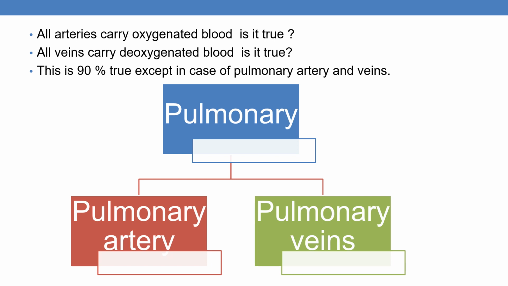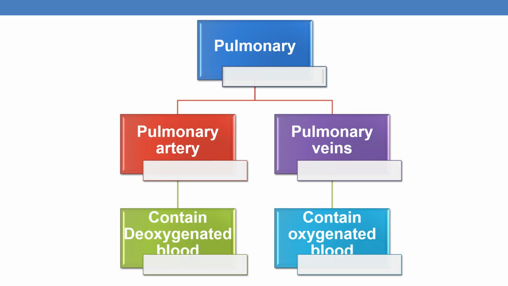And 90% of the veins carry deoxygenated blood. For that reason, veins are given blue color and arteries are indicated with red color, except the pulmonary artery and pulmonary vein. In previous pictures, if you observed, the pulmonary artery is in blue color and the pulmonary vein is in red color. The reason is the pulmonary artery contains deoxygenated blood, whereas the pulmonary veins contain oxygenated blood.